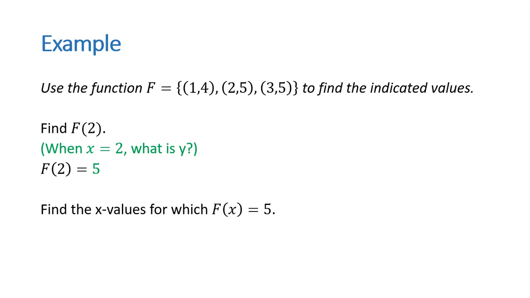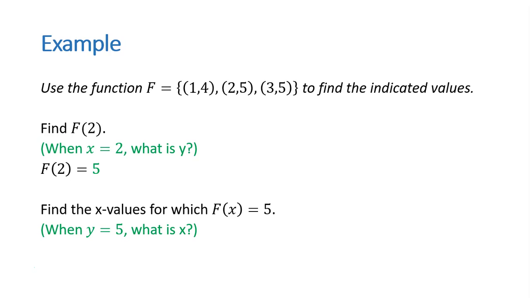Now let's flip it. So we want to find the x value or x values for which f of x equals 5. In other words, when y is 5, what is x? So now we're going in the opposite direction. If we know what the output is, what is the input that gave us that particular output? So I do the same thing. I go to my ordered pairs, but now I'm looking for situations where y is 5 as opposed to when x is 5.